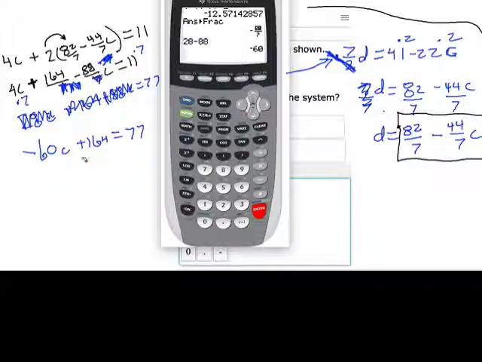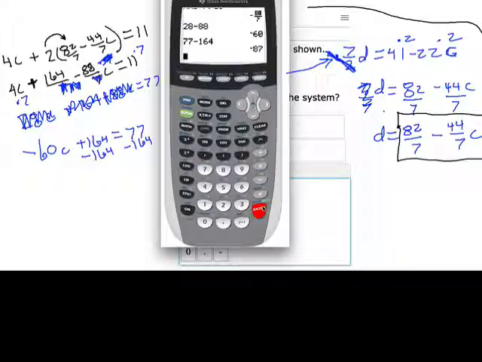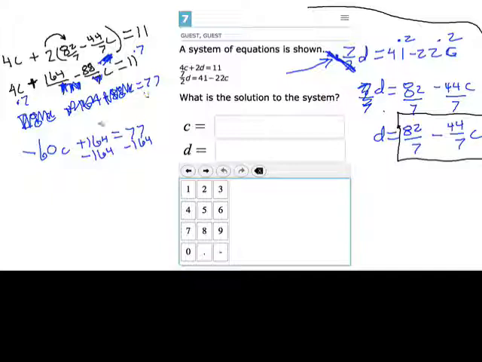I'm solving for c, so I'm going to minus 164 from both sides. And again, don't do it in your head. 77 minus 164 equals negative 87. So I have negative 60c equals negative 87 because those cancel out.